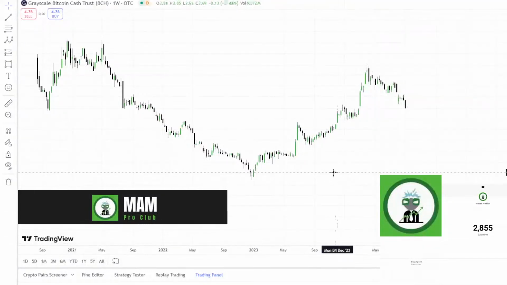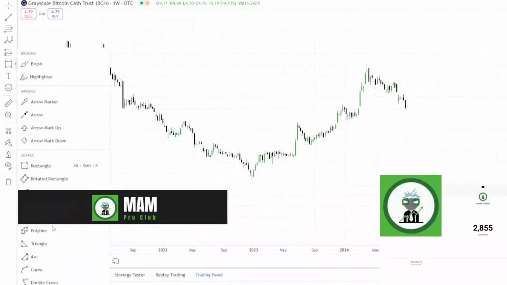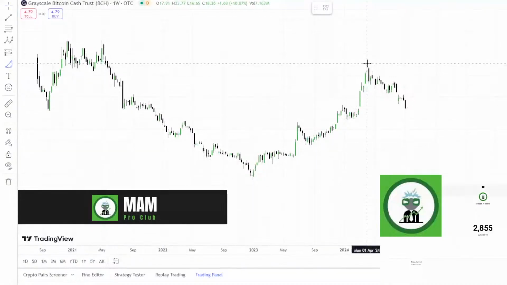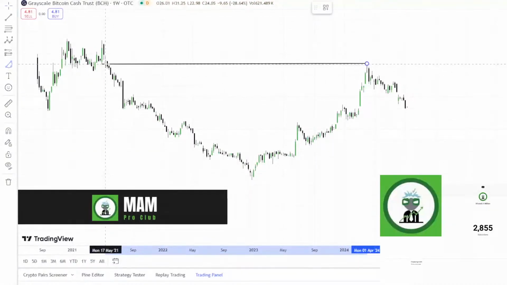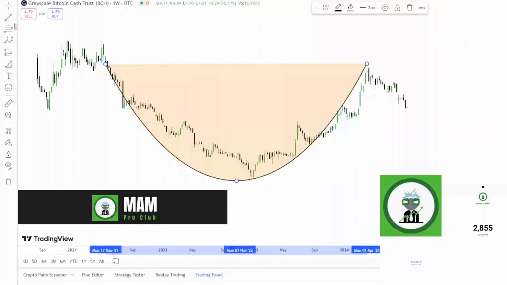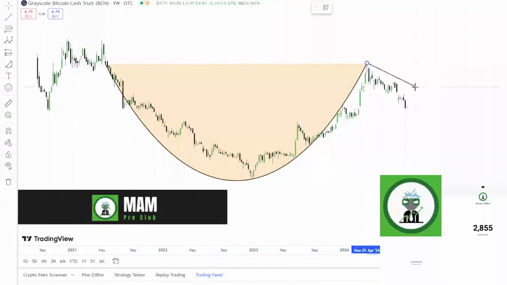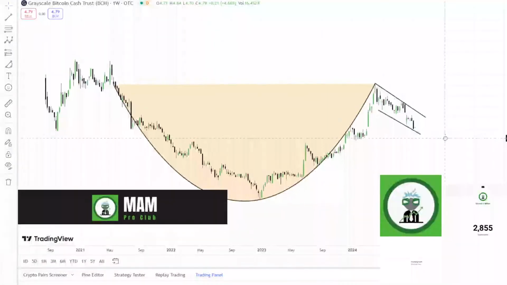I mean, you could potentially say the same thing here, look. And I said this back in 2017. Bitcoin Cash was doing a cup and handle, and Metal Man pointed that out quite well, actually.